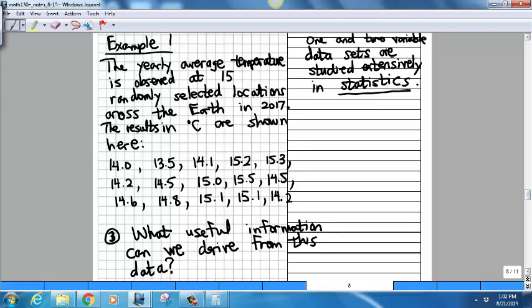What I've done is observe the average yearly temperature at 15 random locations here on the Earth. So I've just selected 15 locations at random on the globe, and I observed at that location the average temperature over the year. In this case, it was the year 2017 at that particular location. And we measured temperatures like we often do in science, in centigrade.